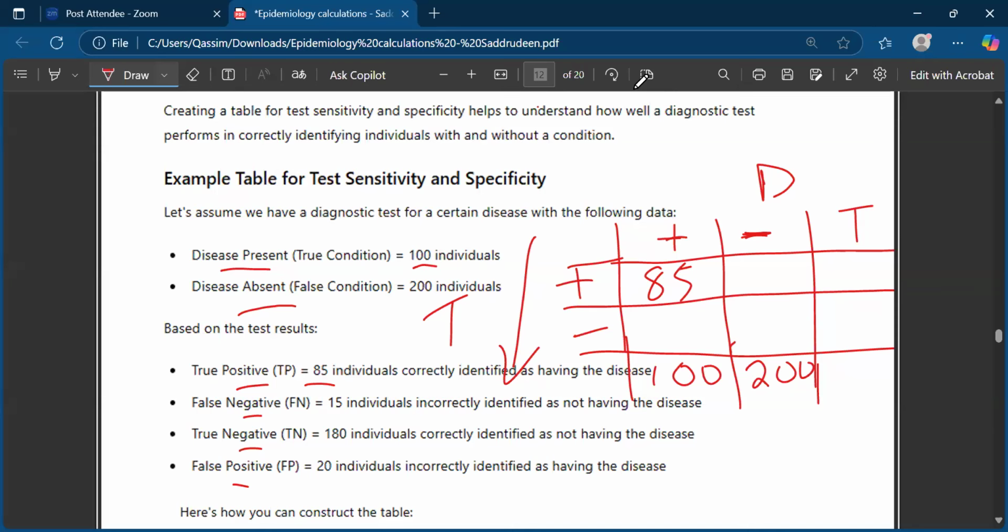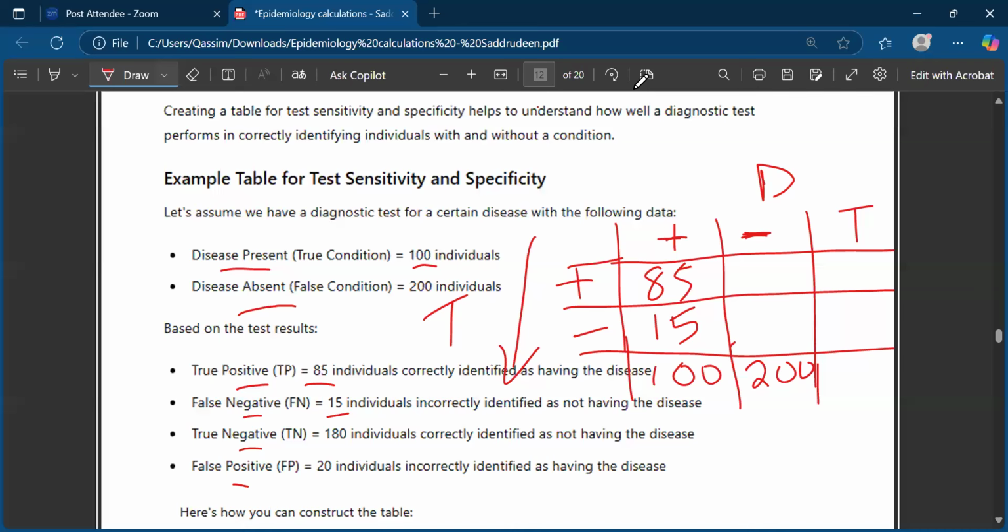So we can easily get the difference. 100 minus 85, 15 individuals. They tested negative, but they have the disease. And yeah, even without that information, they can remove this and tell you to do the math and fill in for yourself. So let us look at the true negative.